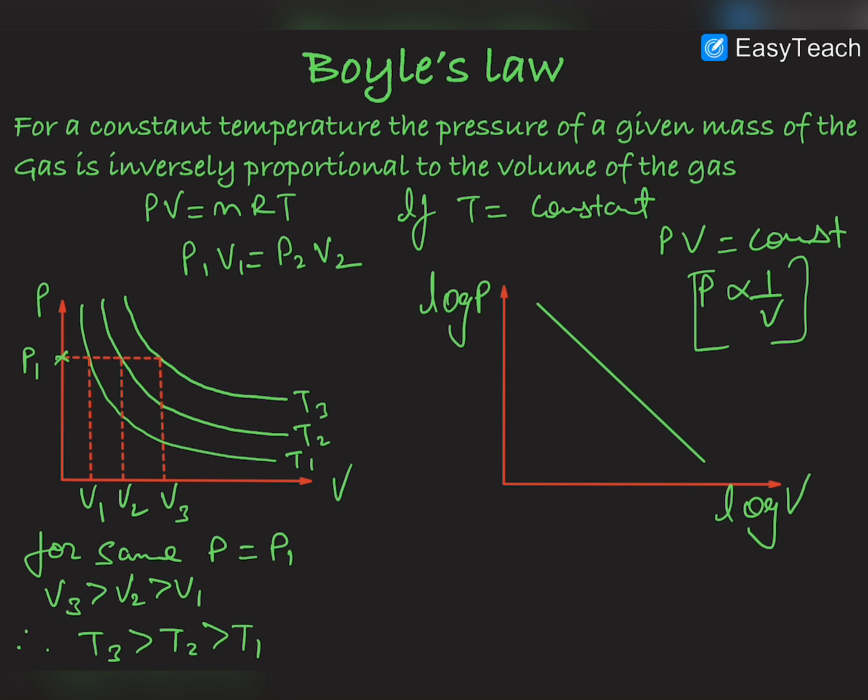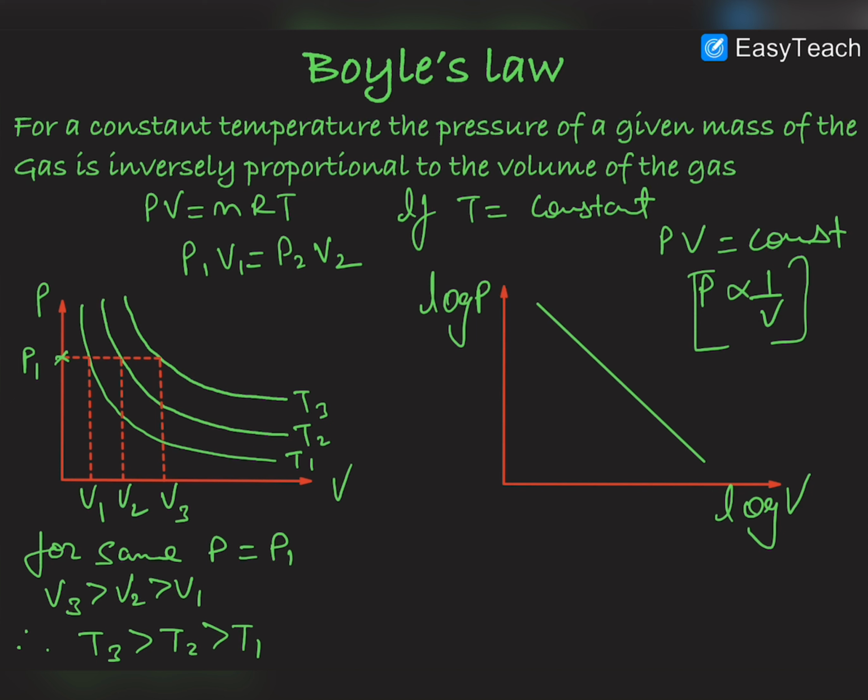In this video, we are going to discuss the gas laws, and we know that there are majorly three gas laws. The first one of them is Boyle's law. According to Boyle's law, for a constant temperature, the pressure of a given mass of a gas is inversely proportional to the volume of the gas, and this can be proved by the ideal gas equation itself.